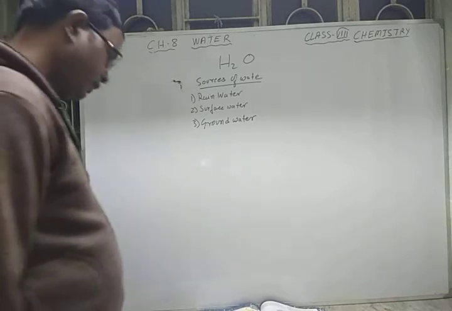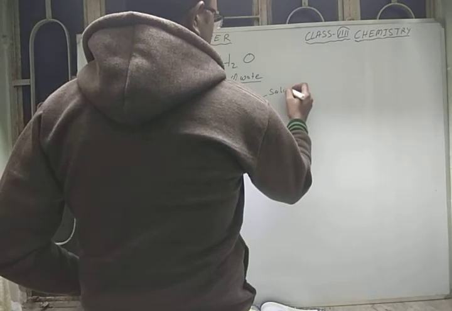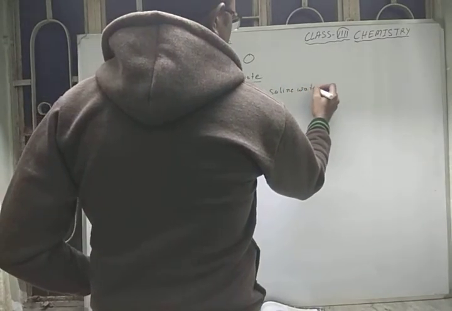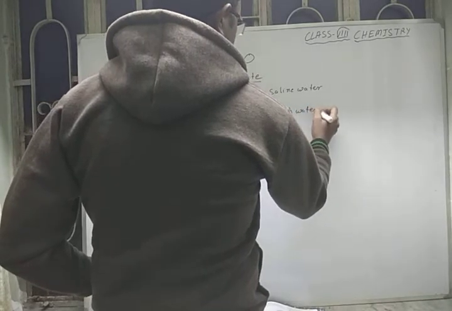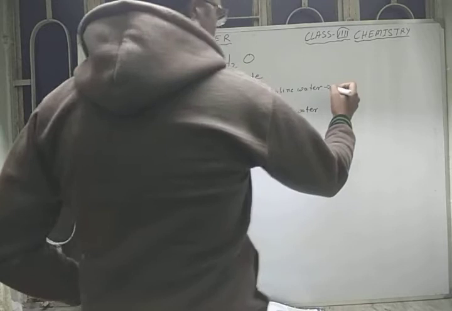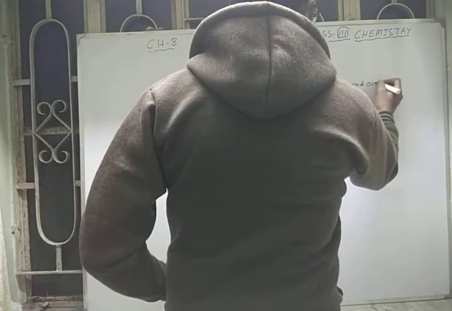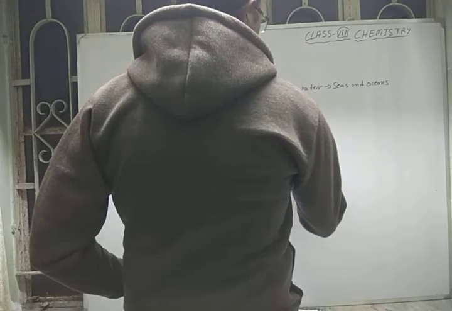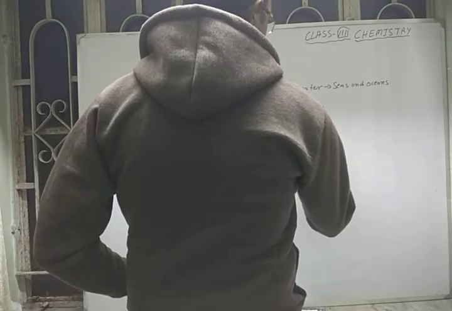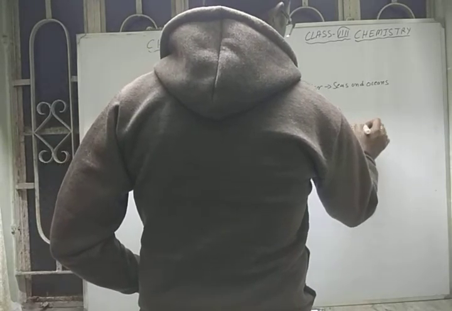Surface water can be divided into two parts: one is saline water, and another is fresh water. In saline water we have seas and oceans, where the water is salty, which is called saline water. But in the case of fresh water we have ponds, lakes, rivers, etc.